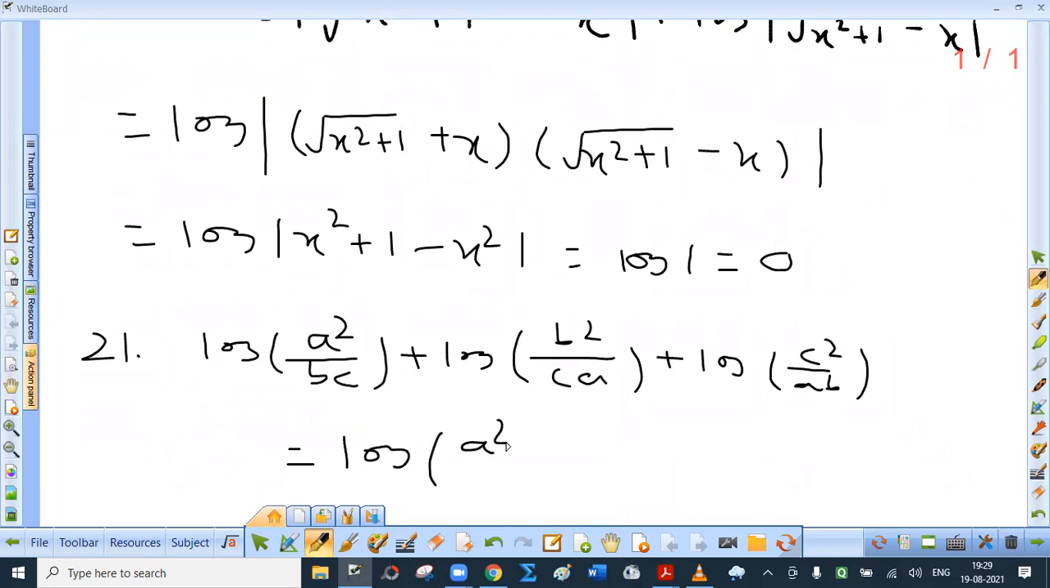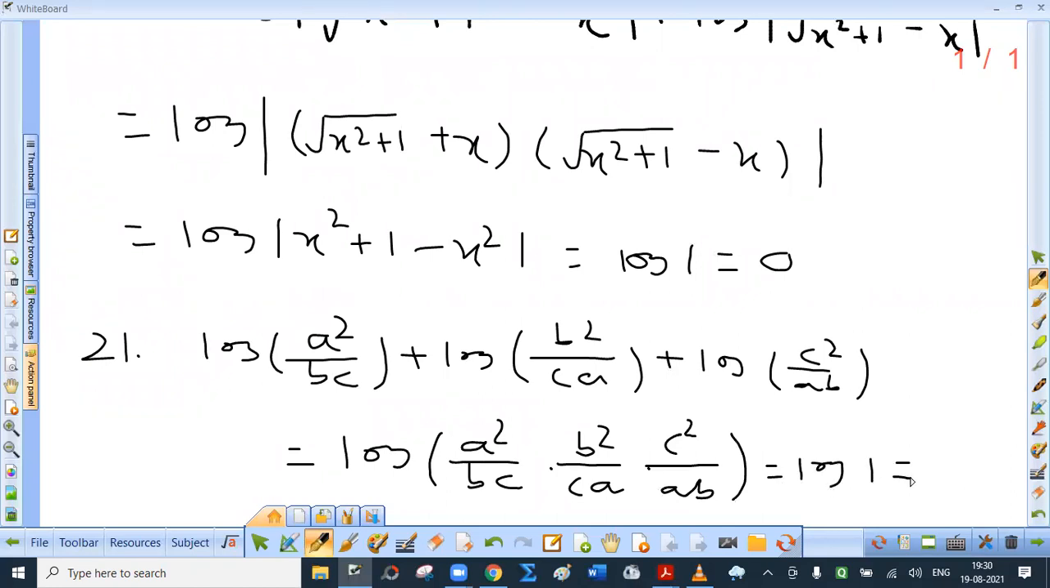So this is a square upon bc into b square upon ca into c square upon ab. That is log 1, which is nothing but 0. Simple.